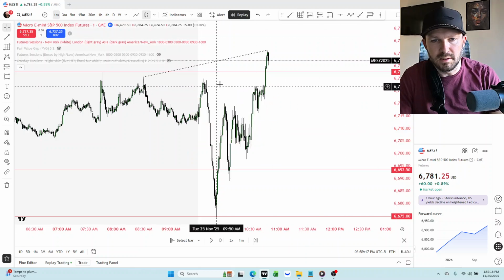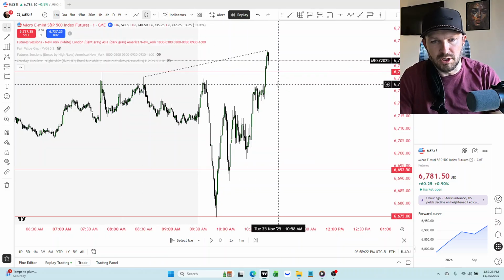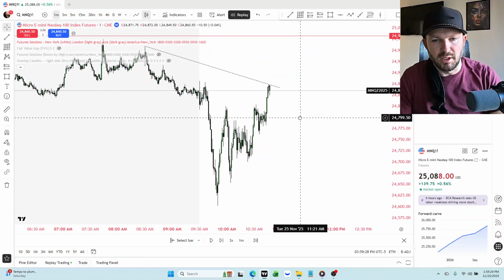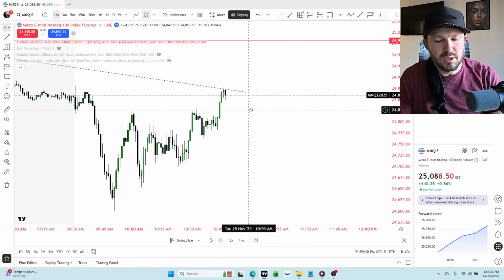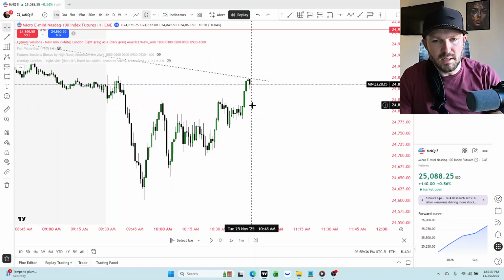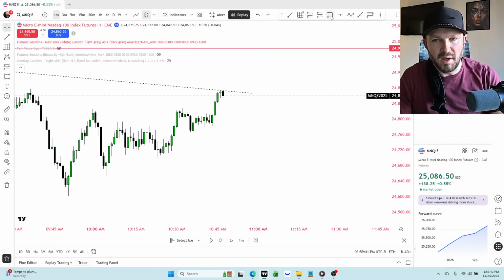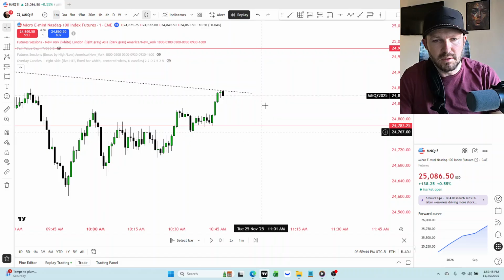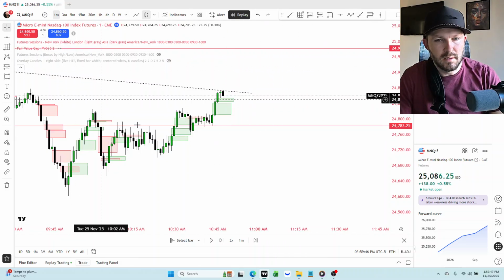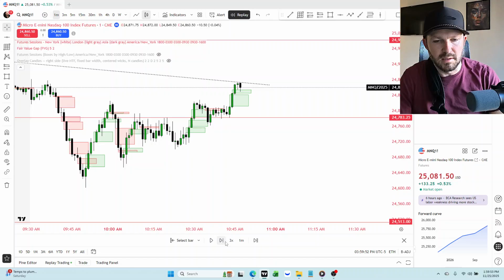So we had an SMT divergence going on here. Let me remove this, and we swept these highs. So if we can get a rotation down, I would be willing to try another short on MNQ. So what I'm looking for here is more or less just 1 minute structure to break past the change in the state of delivery. So past that, as well as these fair value gaps to get ran through and inversed. So let's push play and see exactly where I entered.